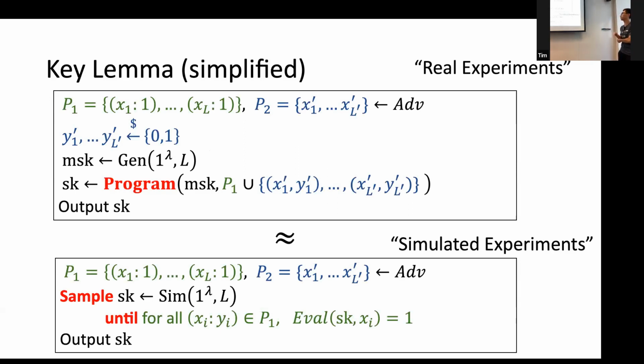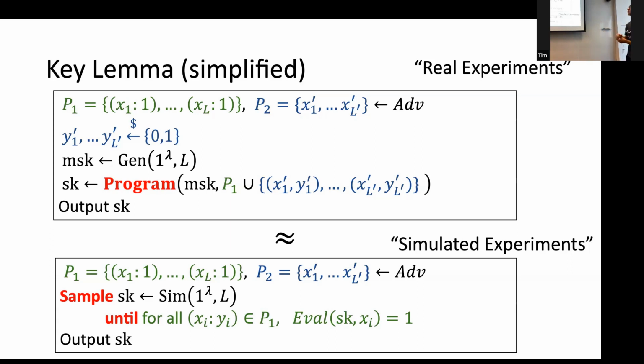And there's one key lemma. The key lemma says something like this. P1 is the points that we want to program to be 1, which represents the adding operation. And P2 is those points that we want to resample. So we have the point value pairs set in P1 and P2, and we resample all the values Y1 to YL. In the real world experiment, we first generate the key and then use the program to program the adding and resampling operation to the key.